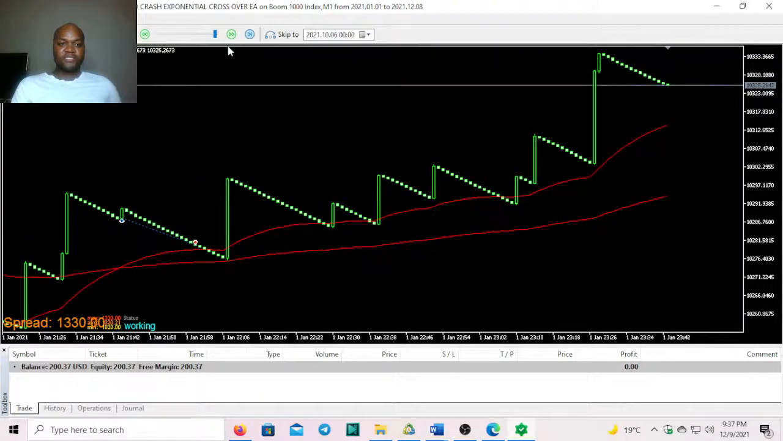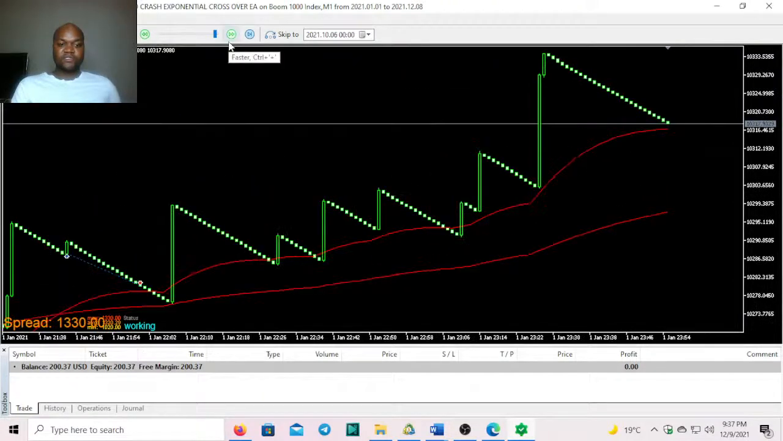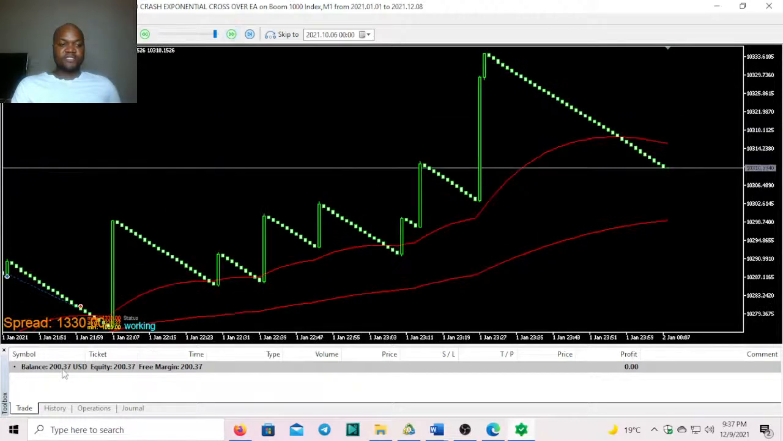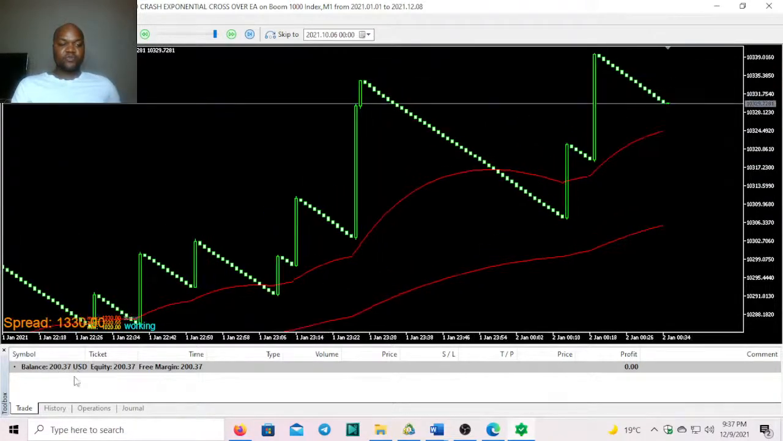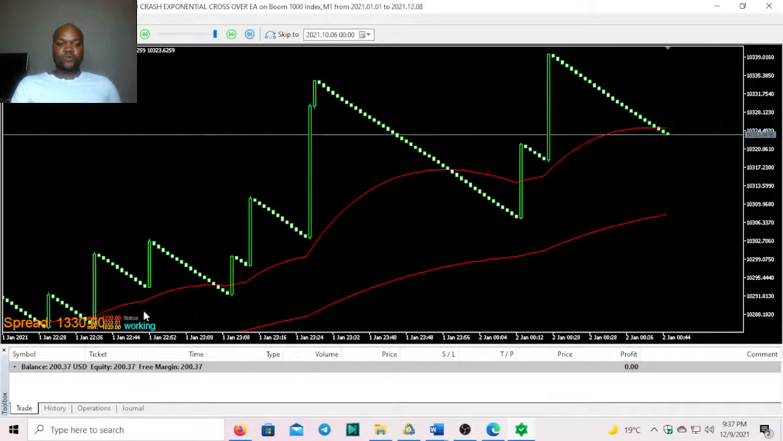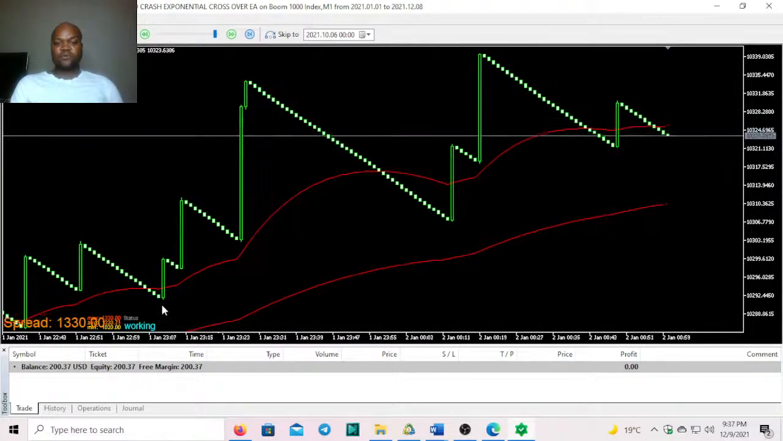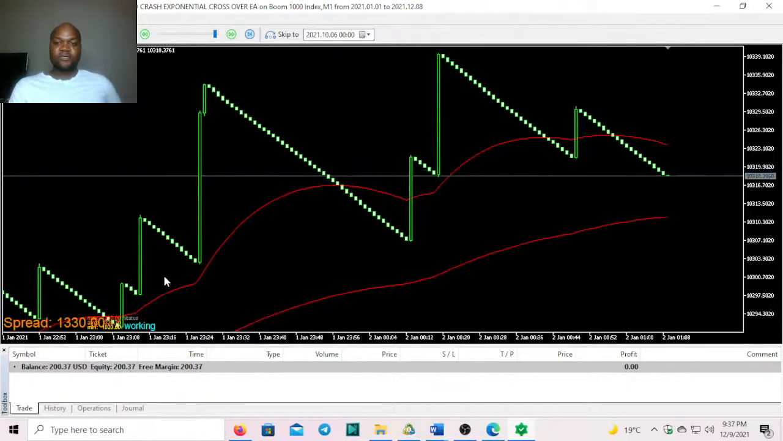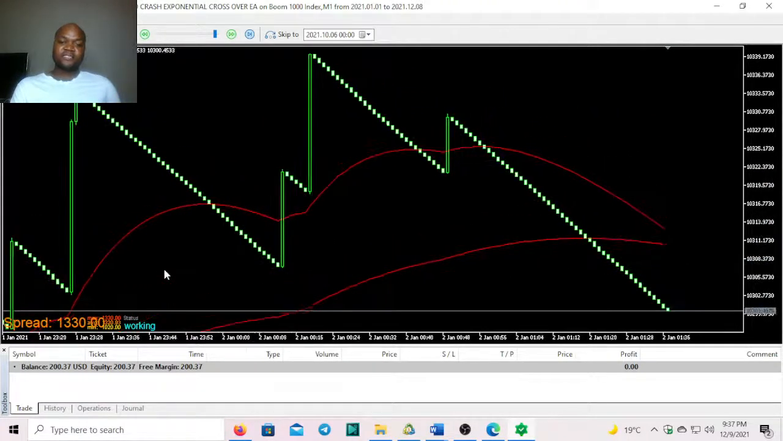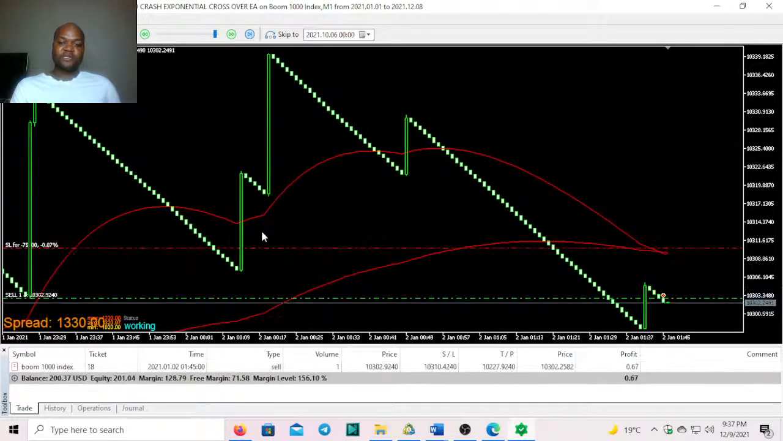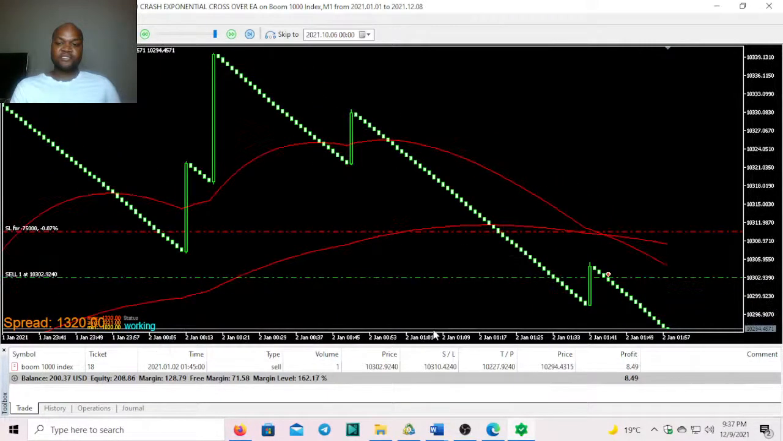So let's observe what is going to take place here. But as you can see, we started with 100. It's already, what, 200. So the good part with this bot is that it has a trailing stop, and you can adjust the lot sizes. So I'm currently using a lot size of 1, and I started with 100. Let's see what is going to take place.